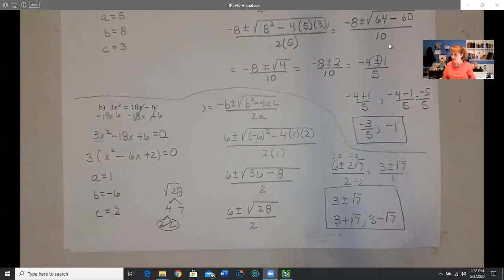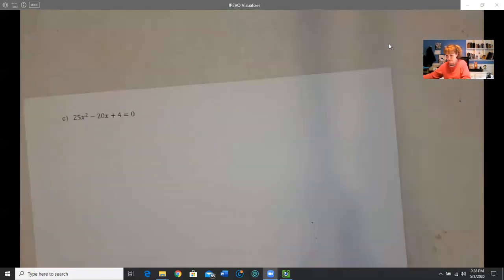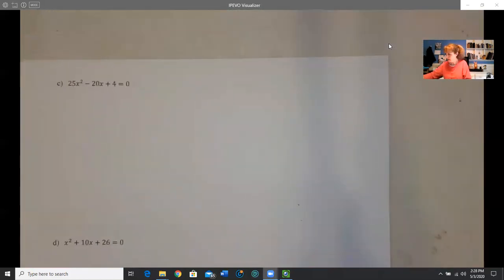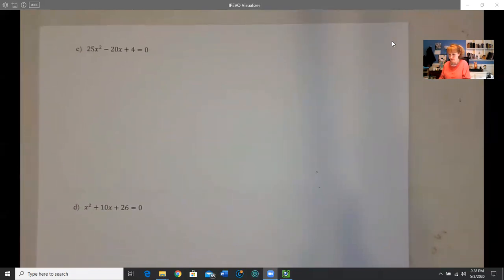All right, well, let's go ahead and try another one. Hopefully this really isn't too bad for you. Let's look at this right here. That's kind of crooked, but okay. 25x squared minus 20x plus 4. Well, way back in chapter 6, before the break, you could have factored this, because remember, we always looked for perfect squares on the ends, and if we had perfect squares on the ends, you could factor it.